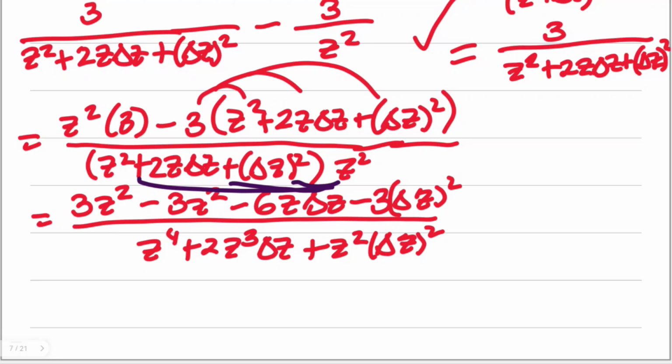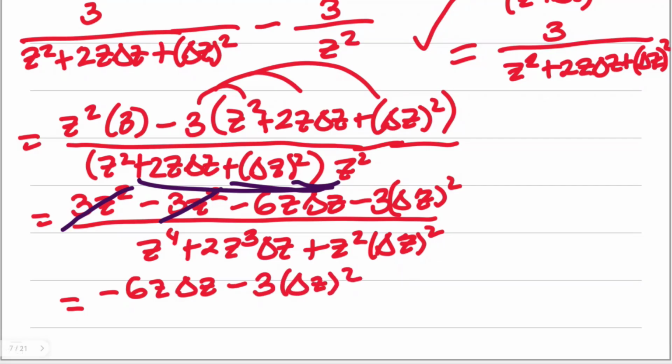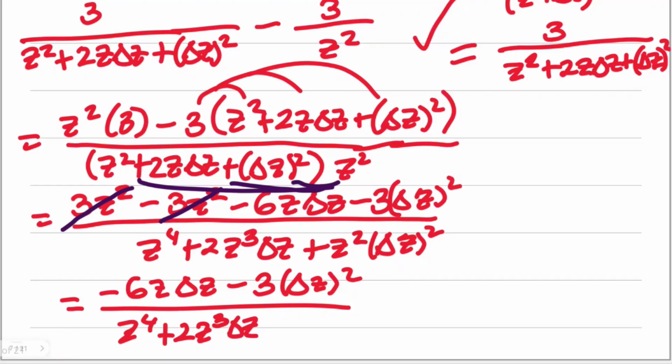But since the denominator is really good as it is, let's stick to that. But for our numerator, we can combine that. Speaking for these two, we will have a simpler form, which is just negative 6z delta z minus 3 square of delta z. We cannot combine them because they are different, over z to the power of 4 plus 2z cubed delta z plus z squared times delta z squared.